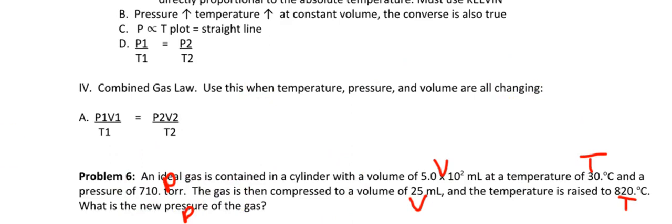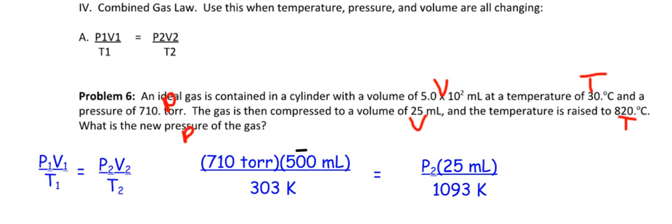So here I have it all worked out for you. Hopefully it's nothing too difficult. So here's my equation. Here's my 710 torr. Here is my 500. Why does it have a little line over the 0? Because that's your significant figure, because it's 5.0 times 10 to the second mL over 303. Where did that come from? That's your Kelvin, of course. You're looking at the new pressure and 25 mL. Boy, that volume went way down, and boy, that temperature went way up.